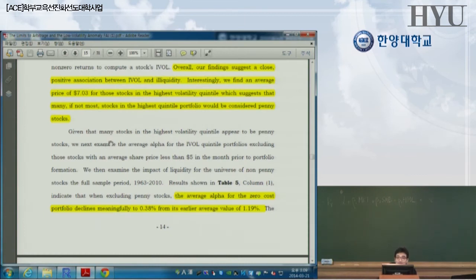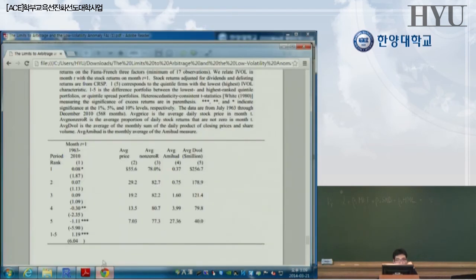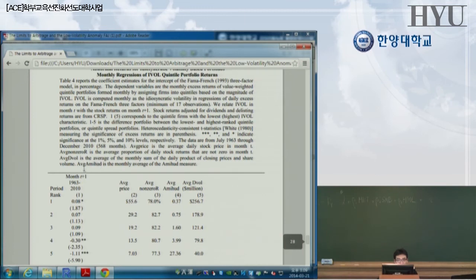So overall, our findings suggest a close positive association between IBOR and illiquidity. Interestingly, we find an average price of 7.03 for those stocks in the highest quintile, which means many stocks in the highest quintile portfolio would be considered penny stocks. So it means that many high volatility stocks are actually penny stocks. In this table, it is $7 because we exclude penny stocks.